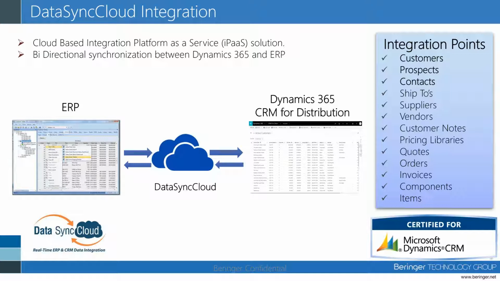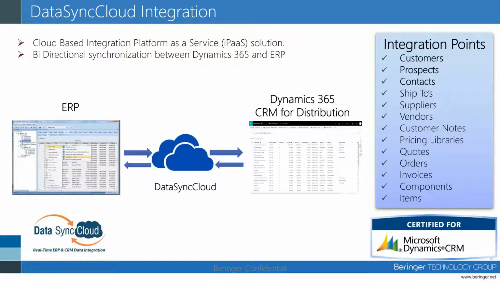We have different frequencies for how often data is integrated between the systems. We integrate customers, prospects, contacts, ship-tos, and suppliers and vendors, as well as bringing over customer notes and pricing libraries. And then periodically throughout the day, we also run updates on quotes, orders, invoices, components, and items.